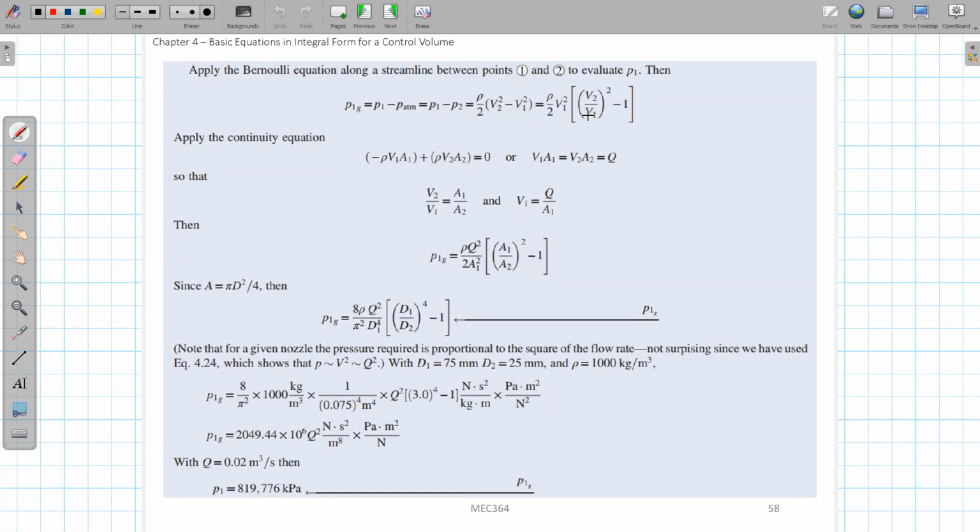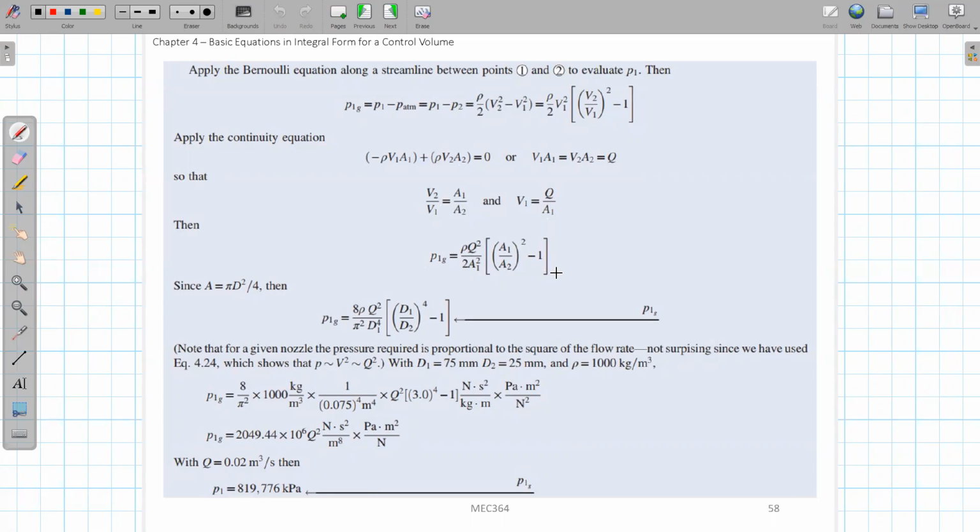This is the velocity at the outlet over the velocity at the inlet, which will be just equal to the inverse ratio of the cross-sectional areas. So it will be equal to A1 over A2. And also, knowing that this V1 value is given by Q divided by A1, where Q is the volume flow rate, since velocity times the cross-sectional area gives you the volume flow rate. So you just substitute these two equations into here, and you can get what this gauge pressure looks like as a function of Q. You remove all the velocity terms and only keep the area terms, and so you get this result here.